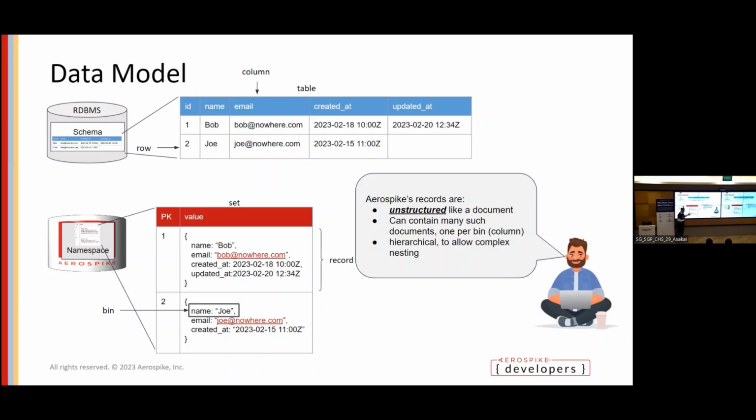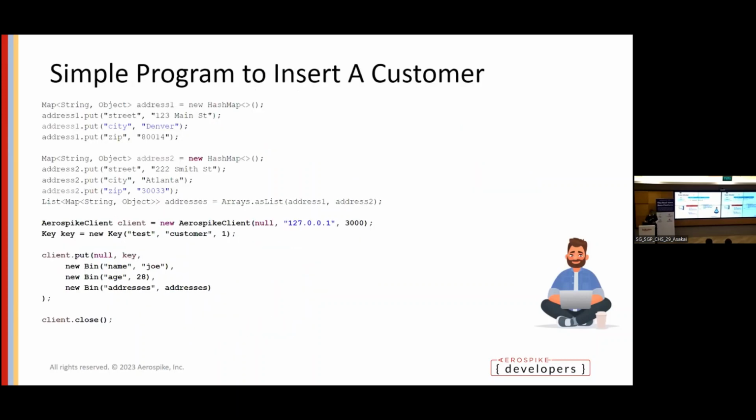So for example, name is a bin, email is a bin. This entire thing is a record. Make sense? Generally it's a key value pair. The record has a key and a value, and the value is made up of multiple bins. So that's an example of how you can insert data in Aerospike.